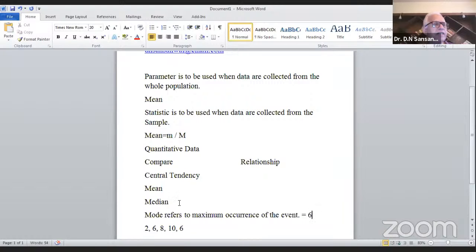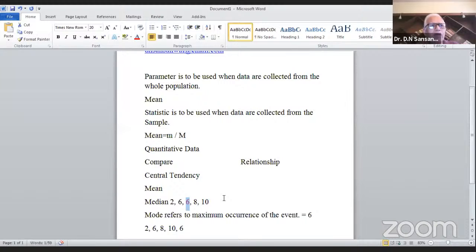Now, what will be the median in this particular case? To compute the median, I will arrange the given numbers either in ascending or descending order. Let me arrange them in ascending order. I have 2, then 6, then 6, then 8, and then 10. Now here, which is the middle one? This 6 is the middle one. Therefore, in this case the median is 6.